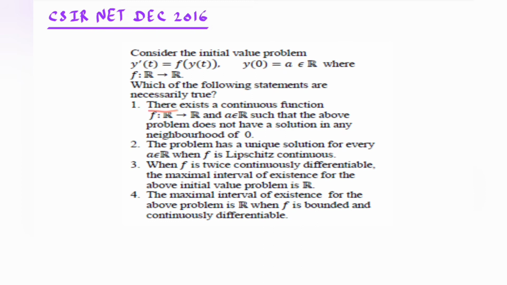The first option is: there exists a continuous function f and a belongs to R such that the above problem does not have a solution in any neighborhood of 0. The second option is: the problem has a unique solution for every a belongs to R when f is Lipschitz continuous. The third is: when f is twice continuously differentiable, the maximal interval of existence for the above initial value problem is R. The fourth: the maximal interval of existence for the above problem is R when f is bounded and continuously differentiable.